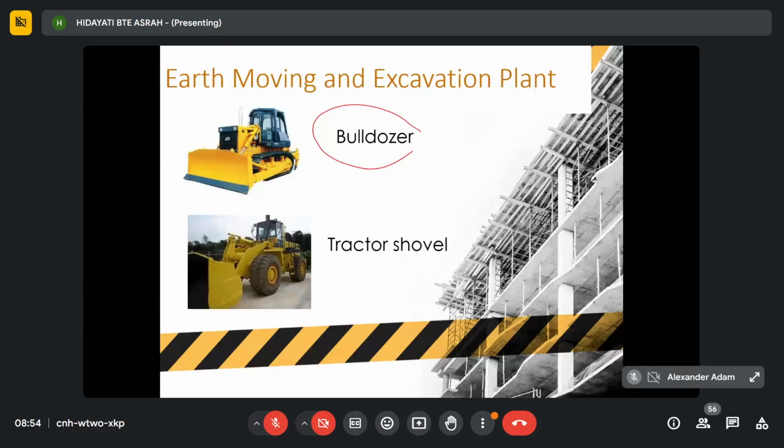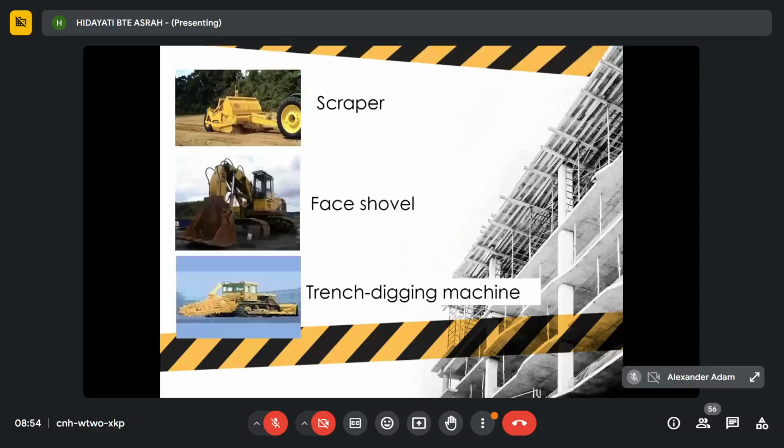And here is the tractor shovel. This one is to scoop off loose material, elevate the bucket, and then you bring it to the position to deposit this loose material, the waste material. Okay, so you can use this tractor shovel. And then we also have this scraper. Scraper is usually used to move or remove dirt, gravel, or other material from the ground surface.